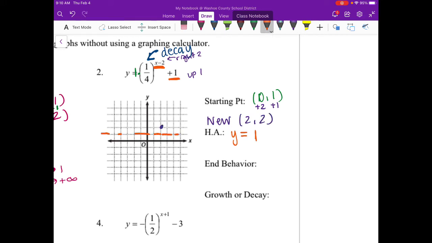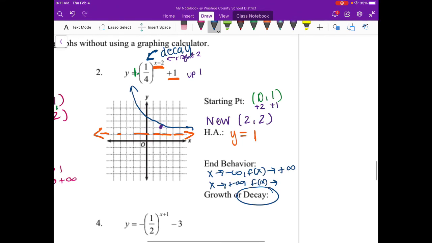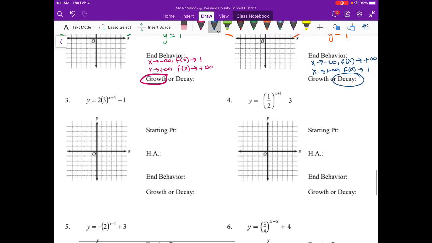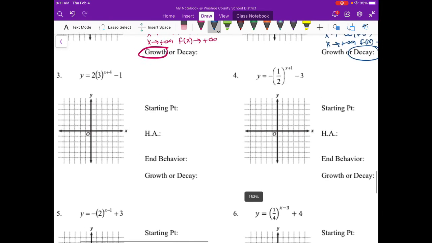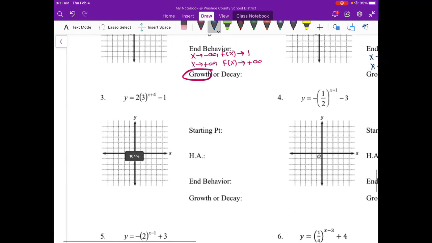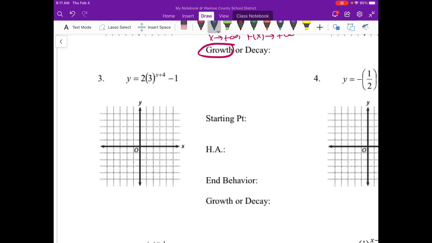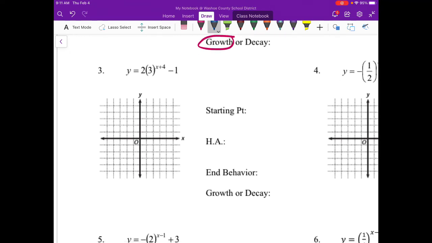I put in my horizontal asymptote. This is going to be a decay, so it's going to come down this way. And my end behavior, as x goes to the left, my y values are going up. As x goes to the right, my y values are approaching that horizontal asymptote of 1. Okay, go ahead and try. Let's focus on just number 3 right now. Pause here, try it, and then we'll come back with the answers.